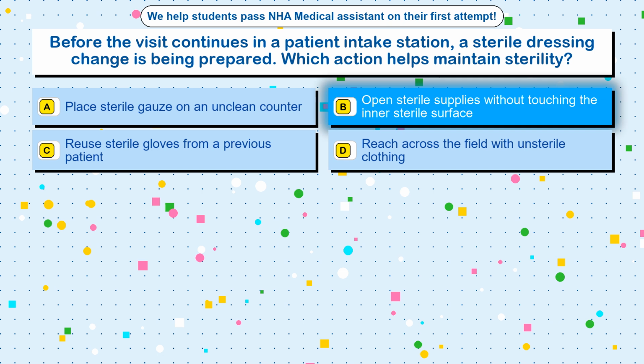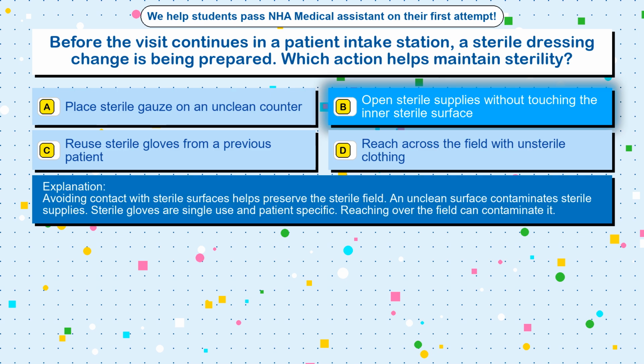The correct answer is option B. Open sterile supplies without touching the inner sterile surface. Avoiding contact with sterile surfaces helps preserve the sterile field. An unclean surface contaminates sterile supplies. Sterile gloves are single-use and patient-specific. Reaching over the field can contaminate it.